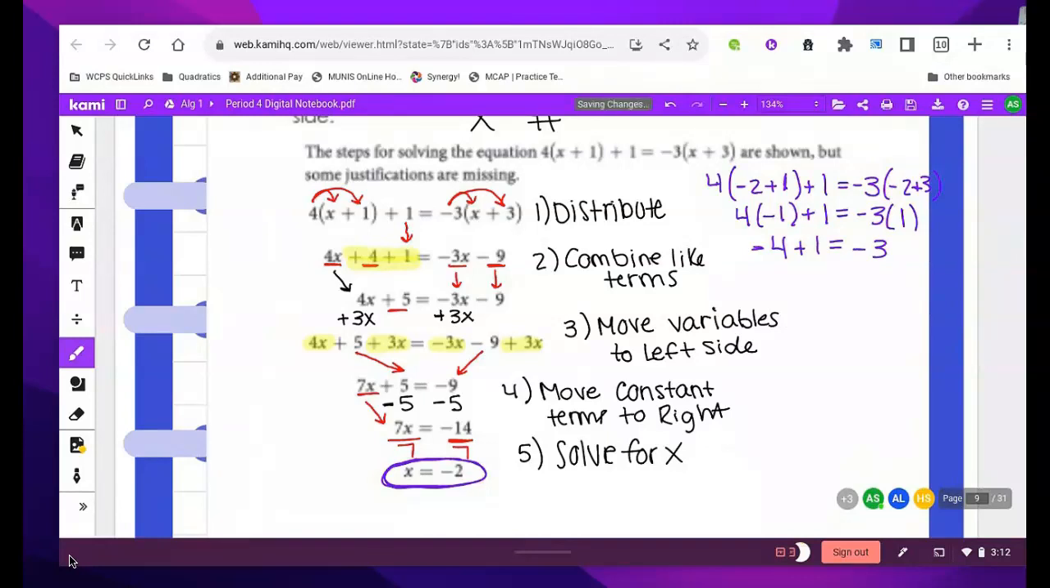And the last step, I do addition. Negative 4 plus 1 is negative 3. And guess what? That's good because negative 3 does equal negative 3. Put a check because we know we did it correctly.